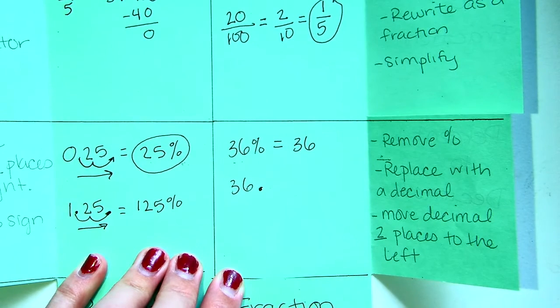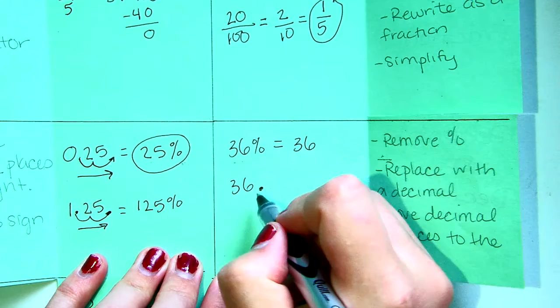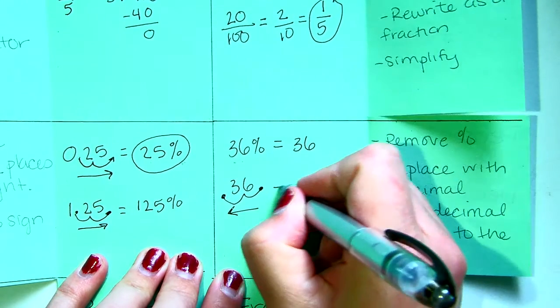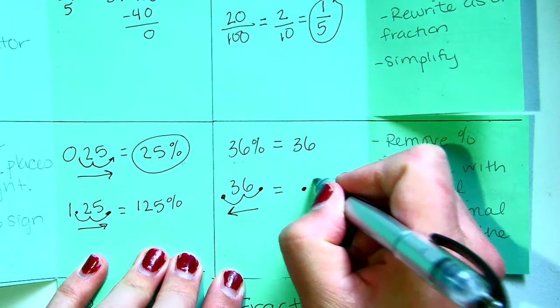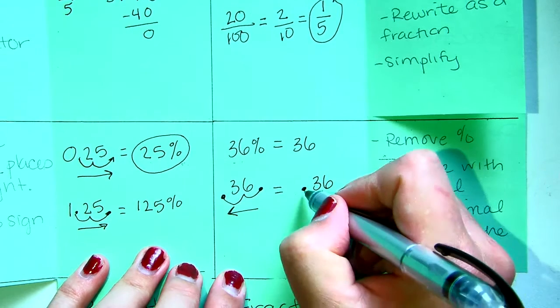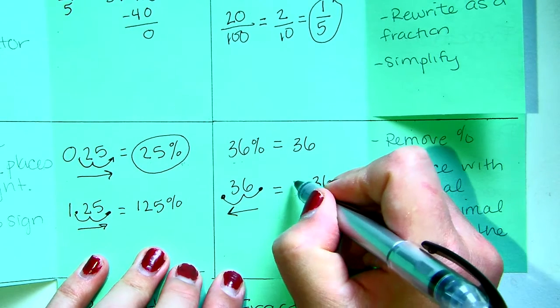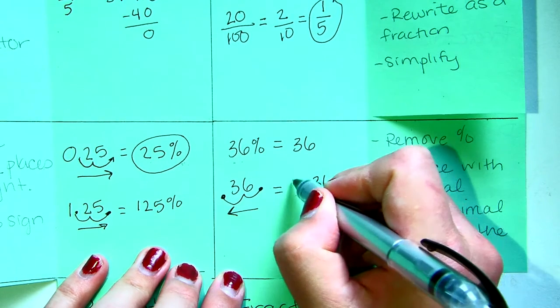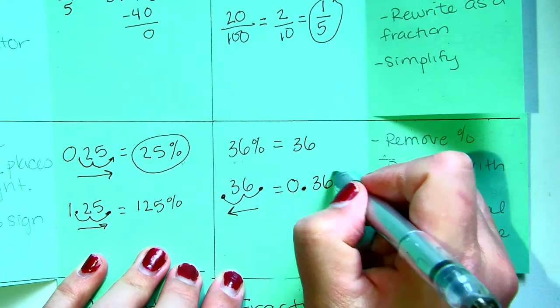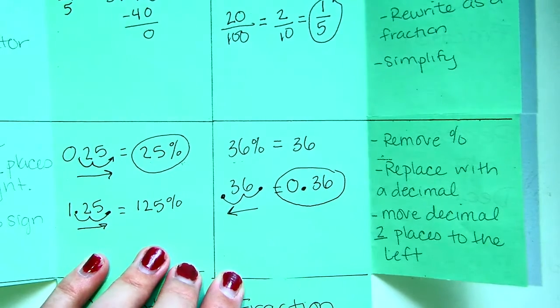Now, I'm going to move that decimal 2 places to the left. So 1, 2. What that now leaves me with is 0.36. Now, anytime we've got a decimal in front of a number, we really like to have something here, so I'm going to put a 0 right there. So our final answer is 0.36. Okay.